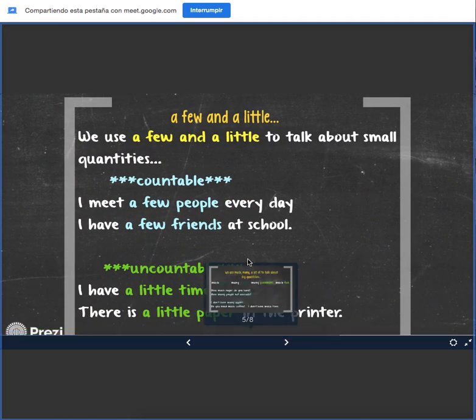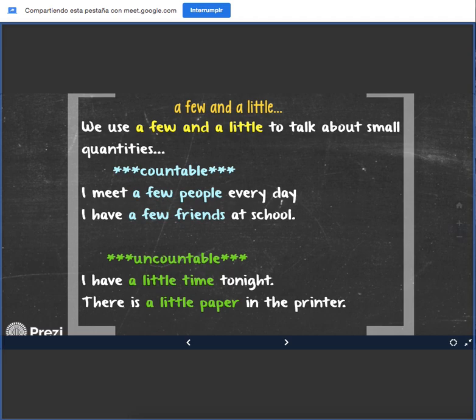We also have some other words to talk about countable and uncountable nouns. In this case, it's a few and a little. So let's read this part. Isa, can you please help me reading the first part of this slide, baby? We use a few and a little to talk about small quantities. Thank you. Cuando quieres hablar de poquitas cosas, de cantidades pequeñitas, okay?